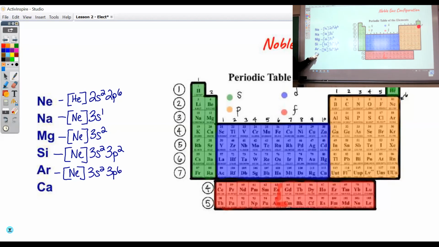In our last example on this page, we look at calcium. So calcium is over here. It's element number 20. That means the last completed noble gas is now argon. So I can move this down to argon and jump to argon and continue from there.